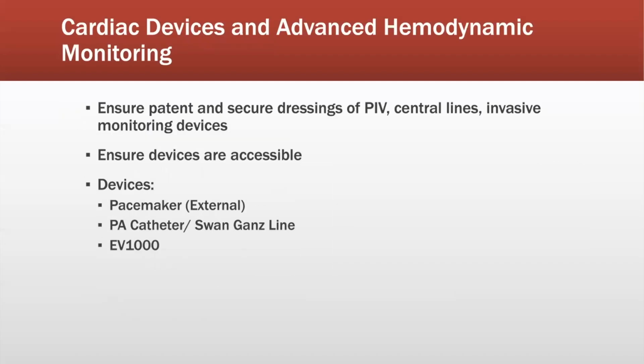For all cardiac devices and advanced hemodynamic monitoring, you want to make sure that all the devices are patent, all the dressings are secure on your central lines, peripheral lines, and invasive monitoring devices. Make sure that these devices are accessible to you and aren't tucked back or underneath them, so that you are able to zero them or access them easily. So the devices that we will be going over are the pacemaker, the external PA catheter or Swan-Ganz line, and then the EV1000.